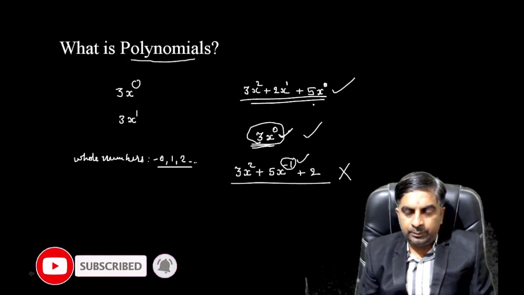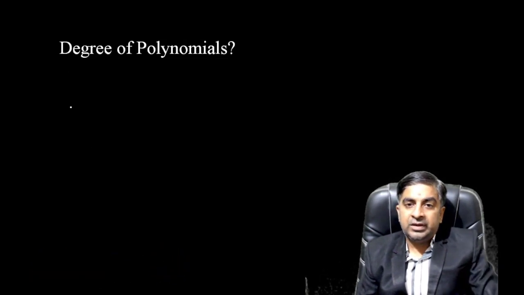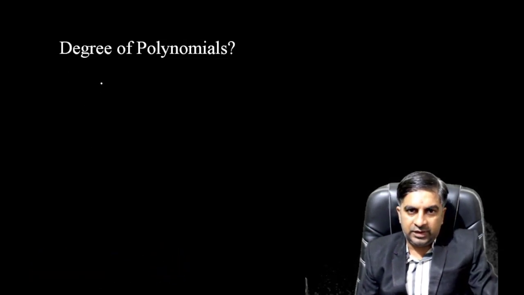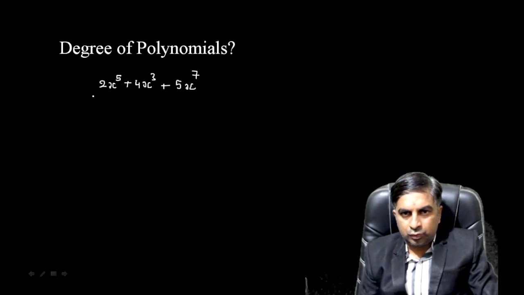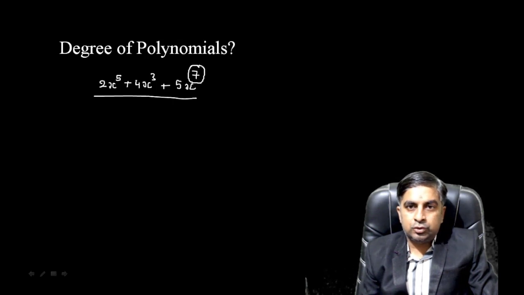Now in polynomials we are going to study the degree of a polynomial, the highest power of any polynomial. When I say 2x raised to 5 plus 4x cube plus 5x raised to 7, what is the degree of this polynomial? The highest power is 7, so the degree is 7.